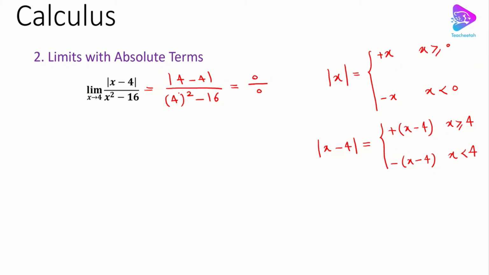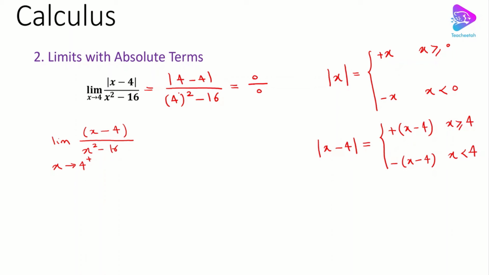So what we can do in here, we can say, okay, this is going to be the limit of x minus 4 over x squared minus 16, and when we are on the side of actually bigger than 4, so it's going to be when x is approaching 4 from the positive side.